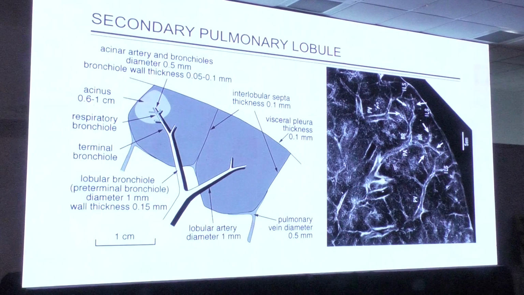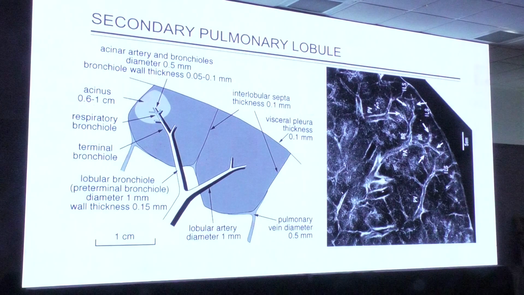So coming again to the secondary lobule, the second one is an enhanced image, a thin section of a hyperinflated lung, and they have taken an image of it, where you can see there is a lobular bronchiole which goes in. Along with it goes the lobular artery, which is shown in the black color, and then they divide, they supply two secondary pulmonary lobules, and there is a terminal bronchiole, and you can see the respiratory bronchiole, which goes into the acinus.